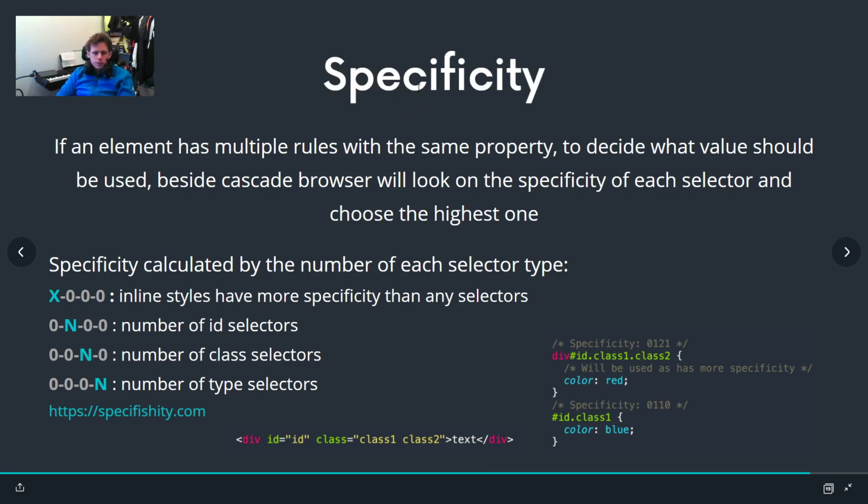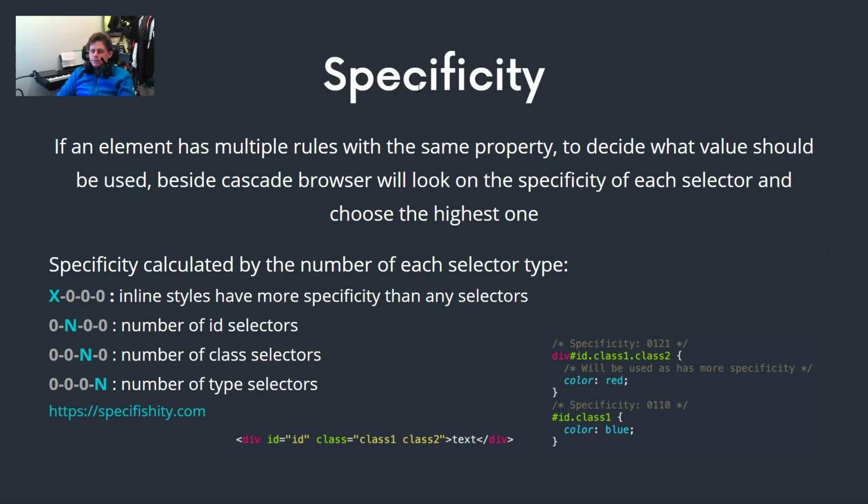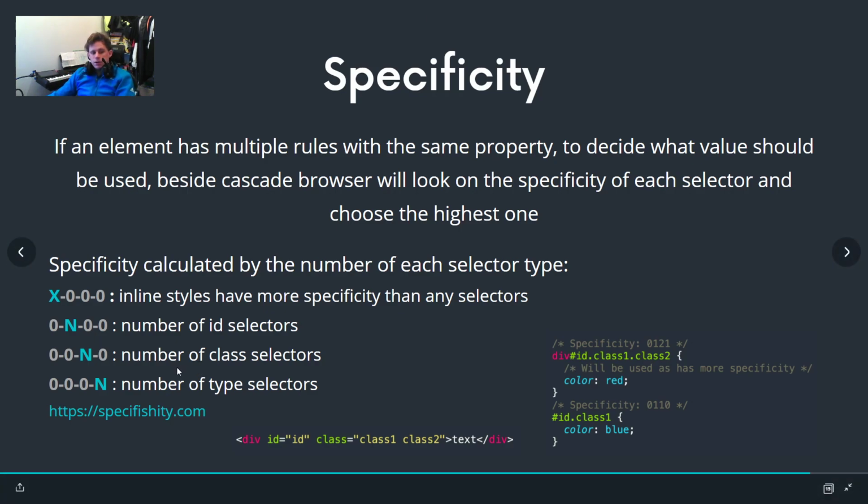Specificity. One problem is that quite often you'll define styles at many places throughout the code, and you have to understand precedence and how things override each other. So in the case of CSS, there's essentially four levels: type selectors have the lowest order of precedence, class selectors have the next highest precedence, then ID selectors, then inline styles.